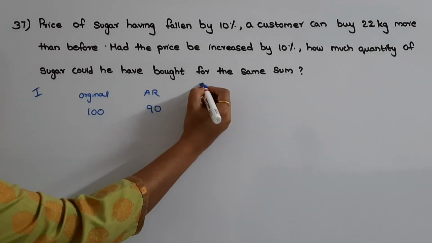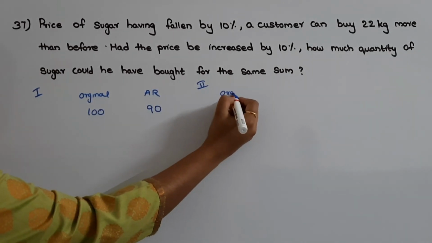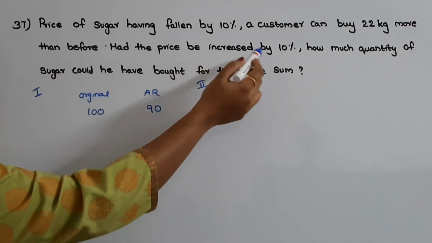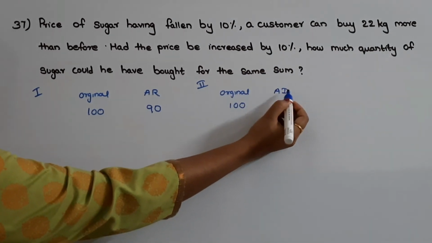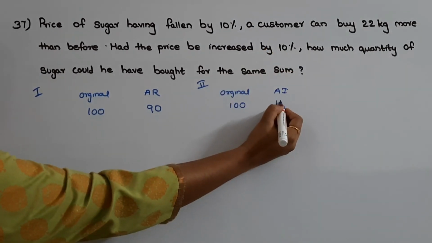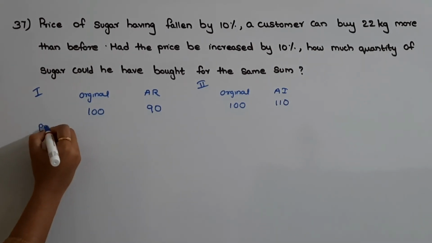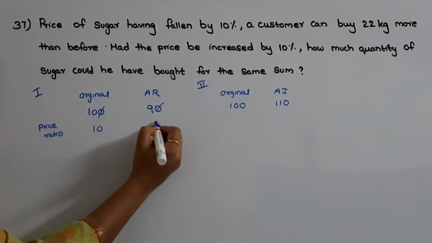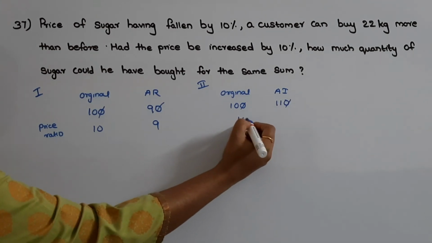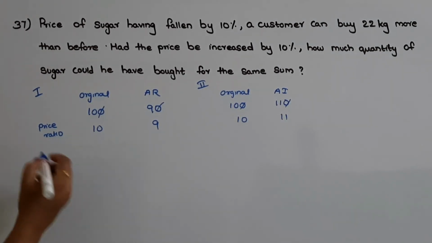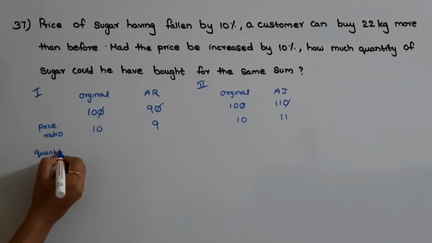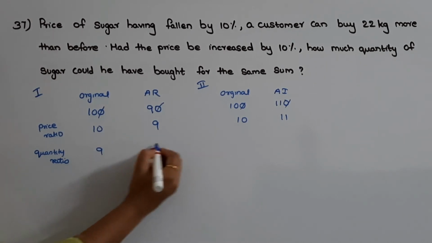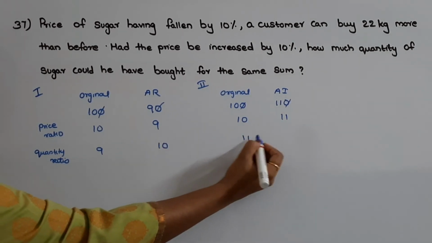Okay. So in the second situation also, let us assume the original price as 100. Okay. Then what will be the price after increase? In the second case, the price is increasing. So after increase, the price will be 100 plus 10, that is 110. Okay. Now let us find out the price ratio. Okay. So here what will be the price ratio? That will be 10:9, and here it will be 10:11. We know that quantity ratio is inversely proportional to price ratio. Okay. So here the quantity ratio will be 9:10, and here it will be 11:10.